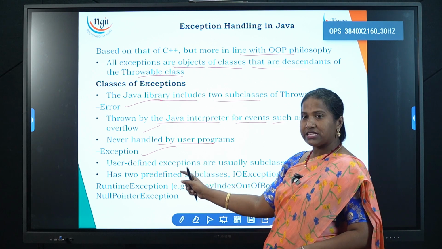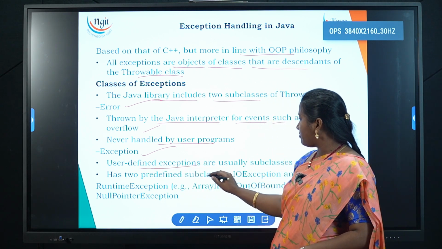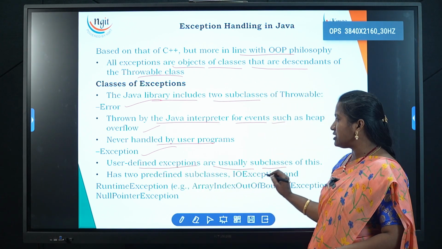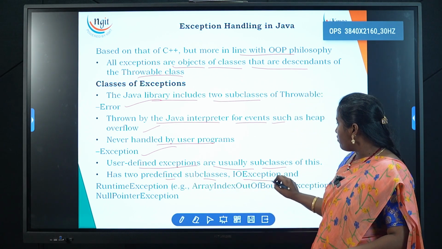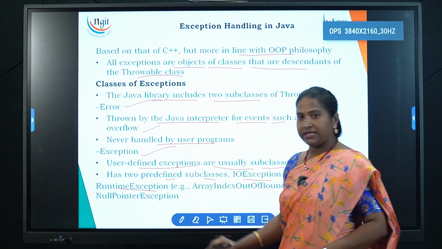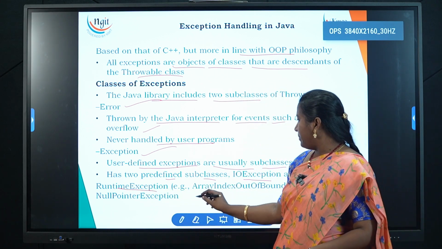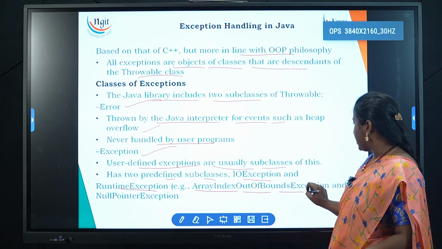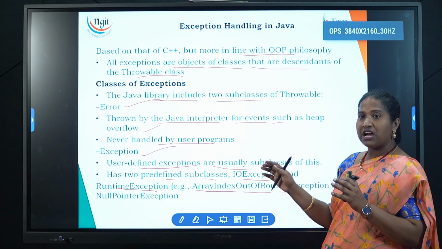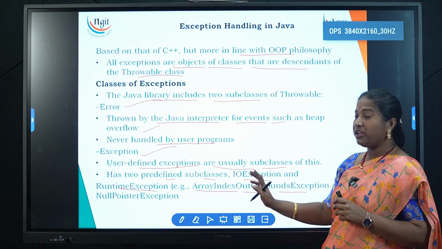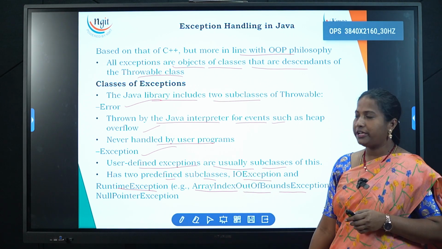Now let's see about Exception. User-defined exceptions are usually subclasses of this. It has two predefined subclasses, IOException and RuntimeException. For example, ArrayIndexOutOfBoundsException and NullPointerException. So exceptions in Java are considered as IOException, input output exception, and RuntimeException.